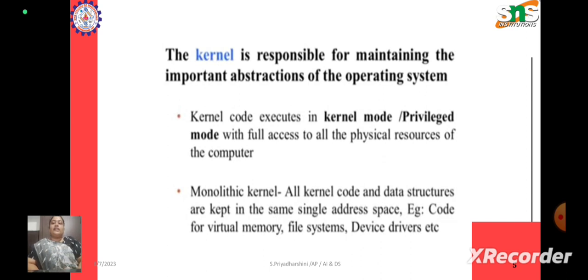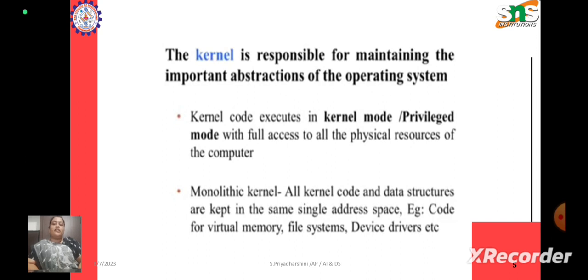The first one is the kernel. This is responsible for maintaining all the important abstractions of the operating system. By abstraction, we mean anything like the virtual memory concept or the process concept. Every abstraction of the operating system is maintained by the Linux kernel. When the kernel code executes, it is set to execute in a particular type of mode called the kernel mode, or the privileged mode.